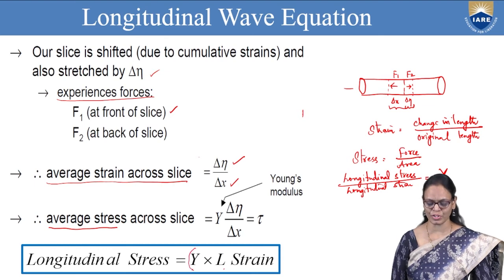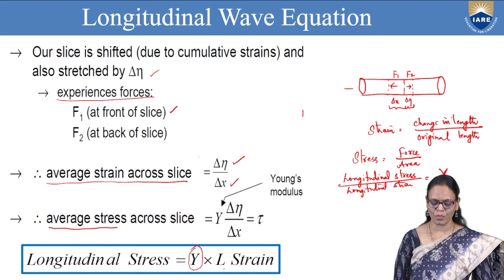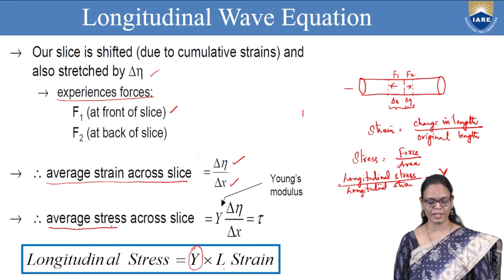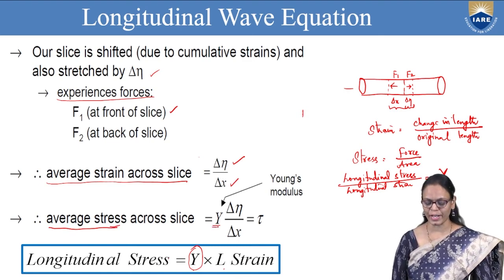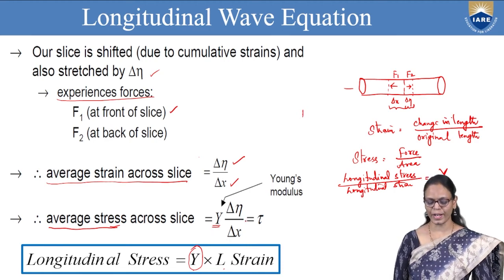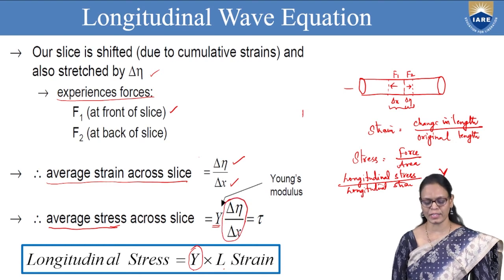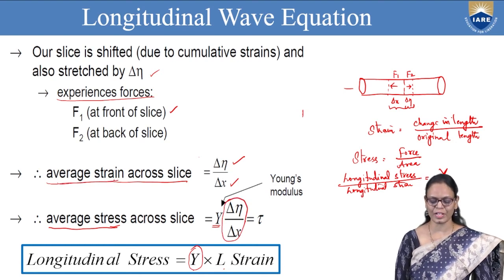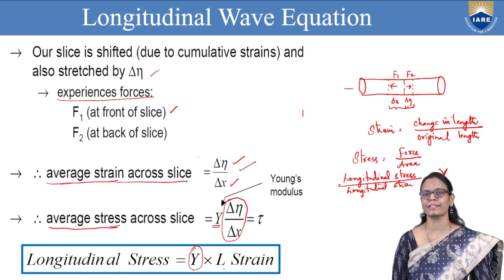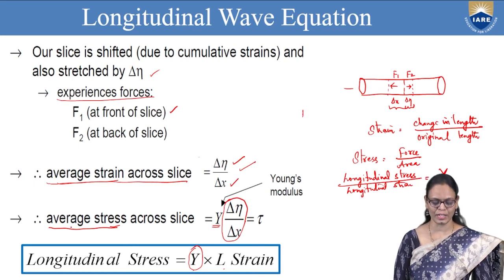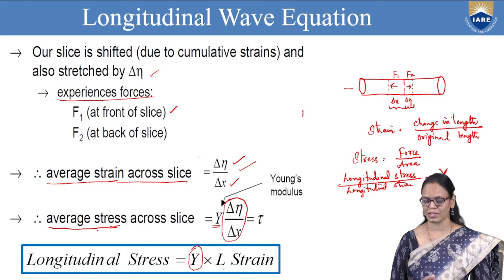Y is the Young's modulus, which is a constant for a given material. So what we are doing now is to write the stress. We have taken Y multiplied by the strain, Y into strain. Delta n by delta x is giving us the strain. The average strain is given by delta n by delta x. So Y into delta n by delta x is giving us the average stress.